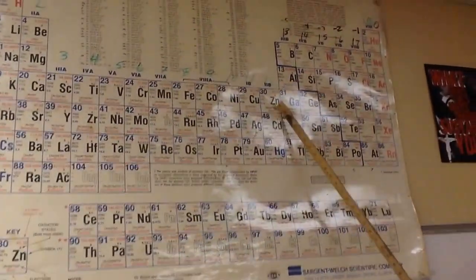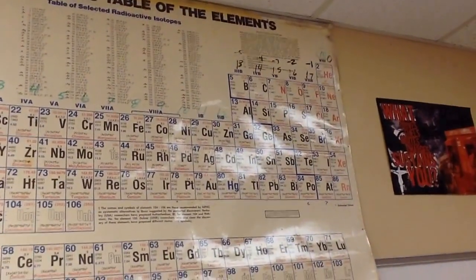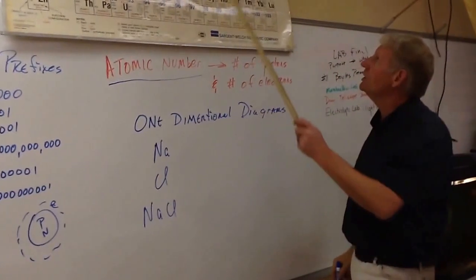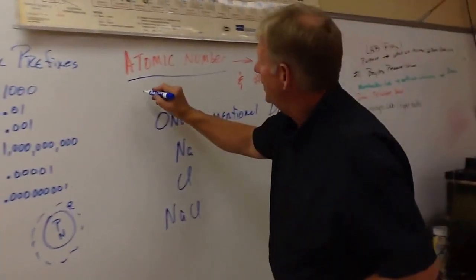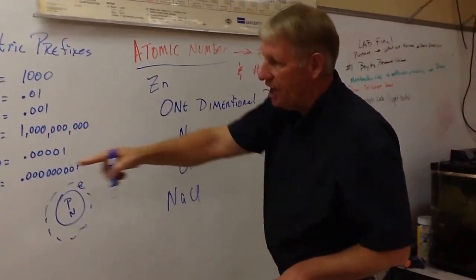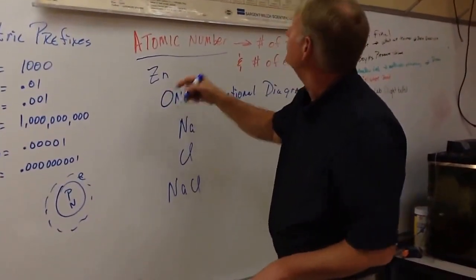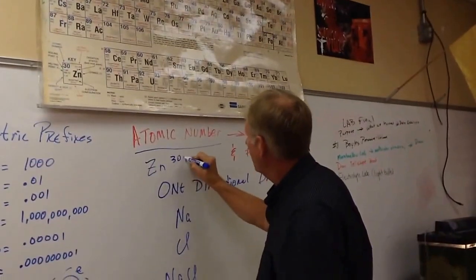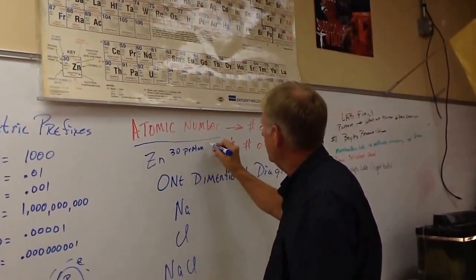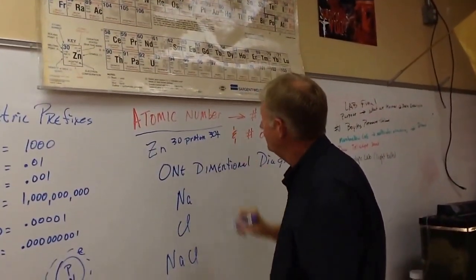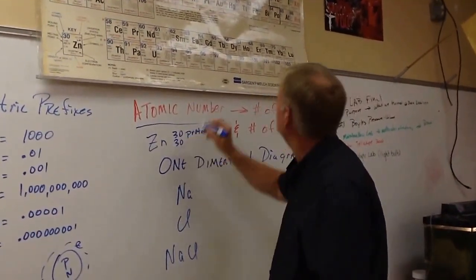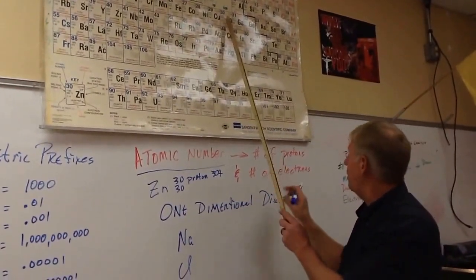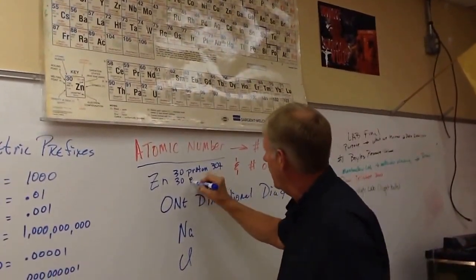So zinc, for example, the atomic number is 30. From the atomic number, we know the number of protons and the number of electrons. So let's continue to look at zinc. Zinc, chemical symbol capital Z-N, is an element, it cannot be broken down into a simpler substance. And so it's 30. That means that it has 30 protons, or 30 positive charges, and because the atomic number is 30 once again, it also has 30 electrons, okay?